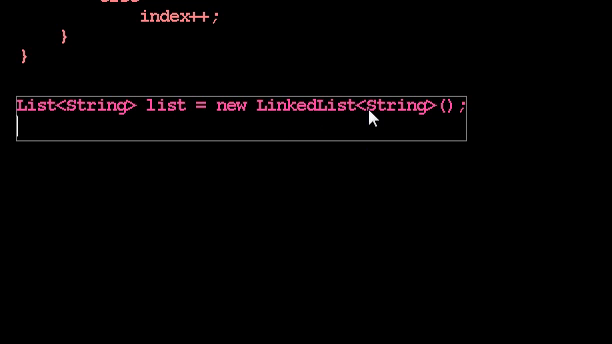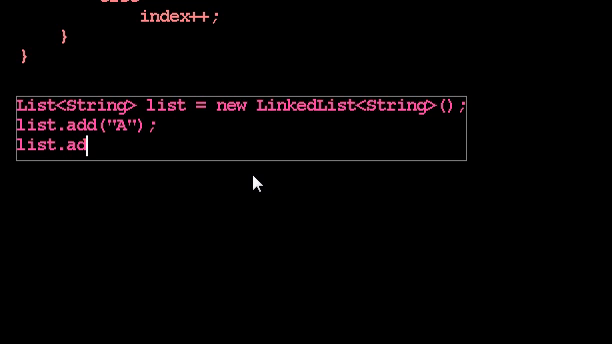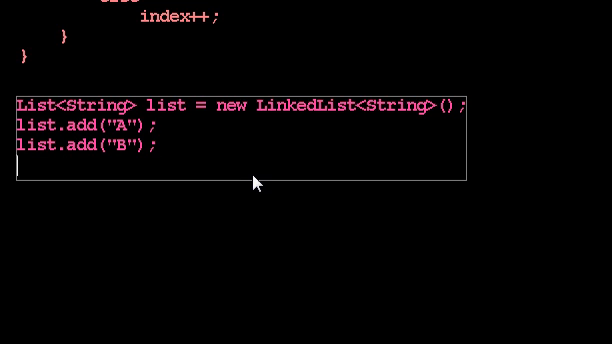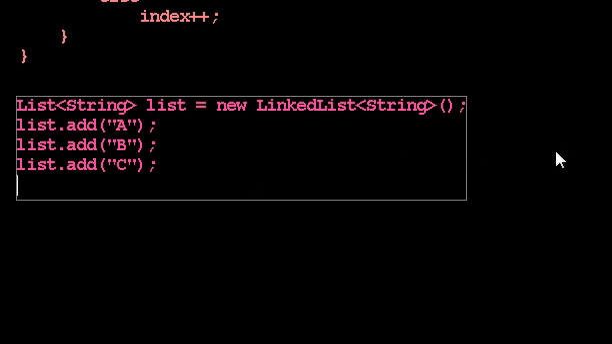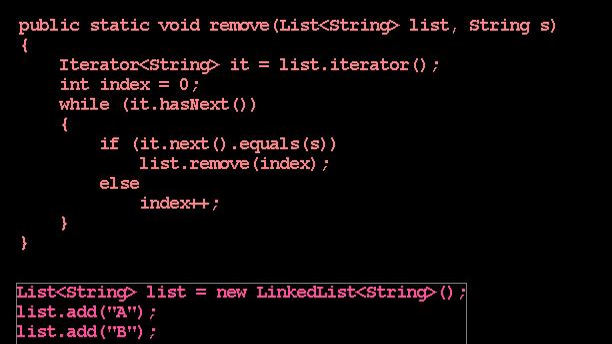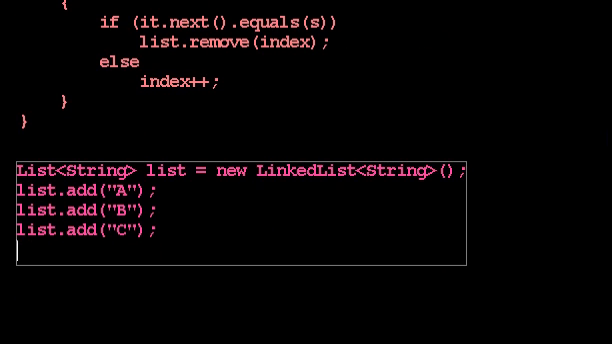Remember, the linked list class in Java also implements the list interface, just like the array list class, so it behaves exactly like an array list. So I use it in the exact same way. So let's just keep things simple, and we'll add 3 elements, A, B, and C. And then I want to call this method I just wrote, remove, that takes a list and a string. So let's try removing B.